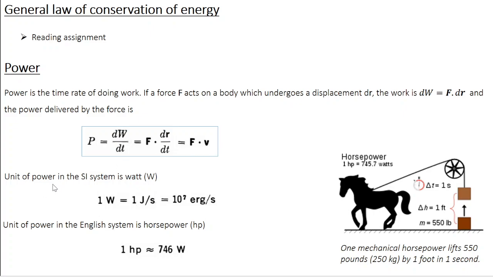The unit of power in SI system is watt. 1 watt is defined as 1 joule per second. And in terms of CGS unit, the unit of energy or unit of work is erg. So 1 watt is 10 to the power 7 erg per second. Another popular unit for power is horsepower. This is according to the English system, and 1 horsepower equal to 746 watt.